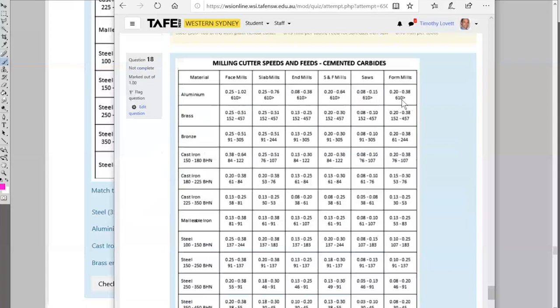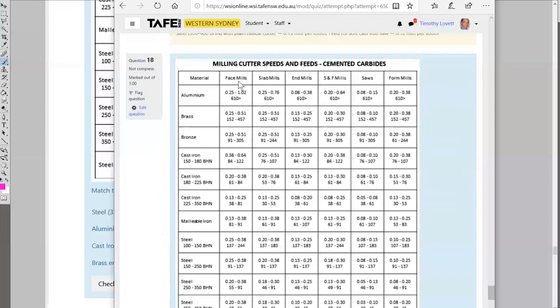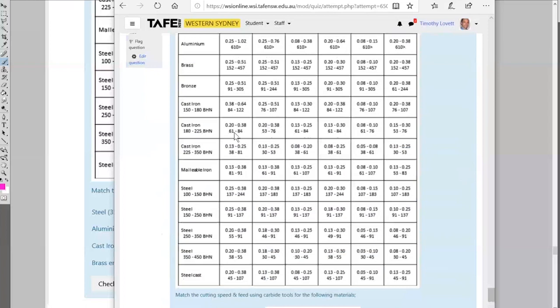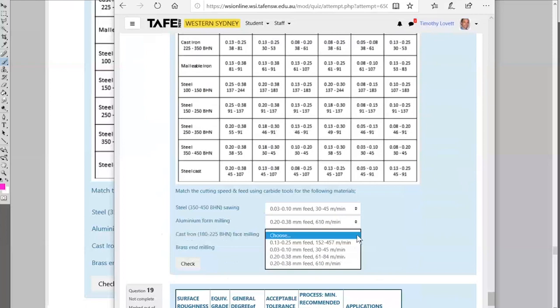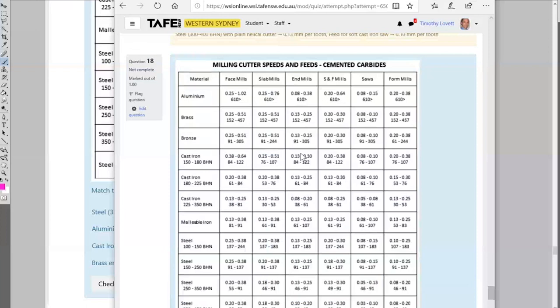So you could even go quicker than that. Yeah. Cast iron, 180 to 225, and we are face milling. So face mill is the first one, cast iron, this one here. Cast iron, 180, that's this one. Just 184, yeah, that's the one. And brass end milling, very last one. End mill is the third column, brass is there, so 152.57. And do that one.